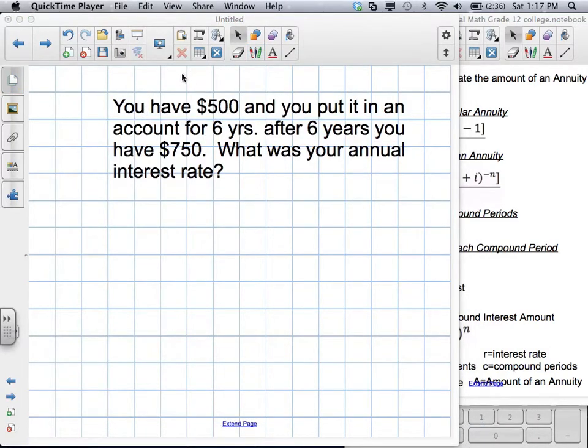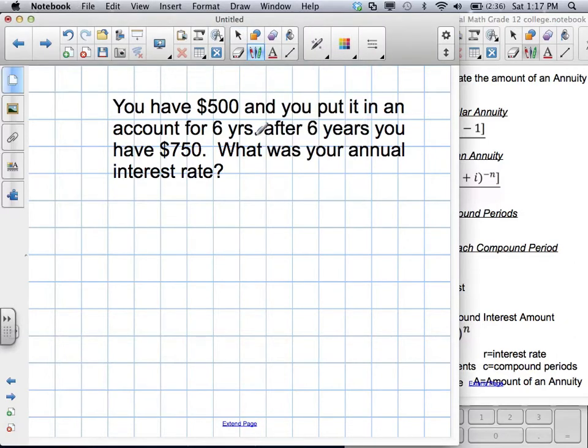So here's another question like that. Just asking for something different. Before we solve for what the future value would be, right? In this one, you have $500 right now. You put it into an account for 6 years. After 6 years, you have $750. What was your annual interest rate? So, let's try to figure this out.